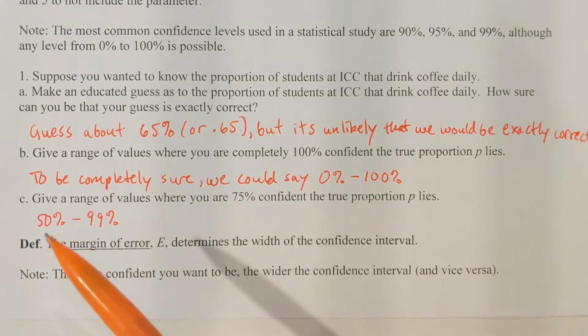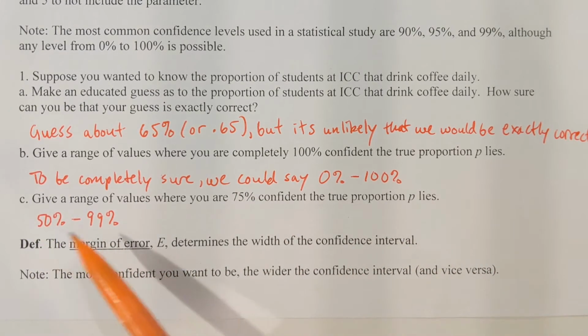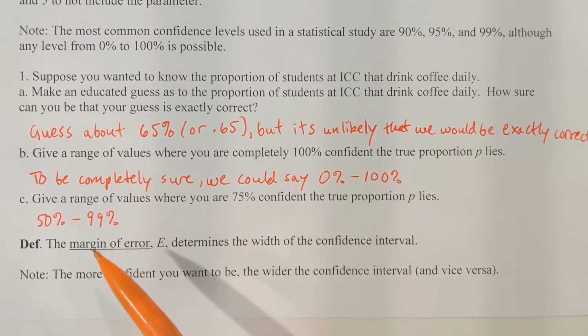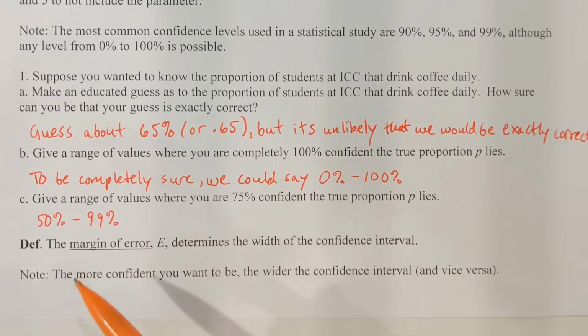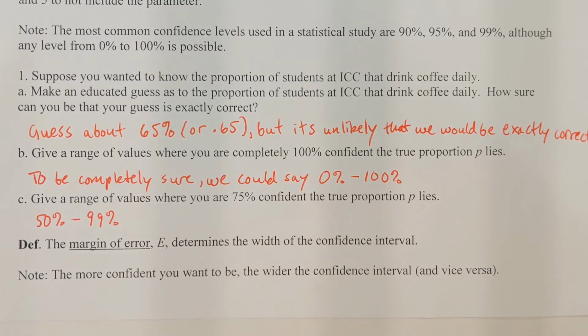Now, part C, give a range of values where you are 75% confident that the true proportion P lies. So I just made up an interval here. The interpretation of this would be to say I'm 75% sure that if I were to have surveyed the entire ICC student population and figured out who drinks coffee daily, that percentage would be something between 50% and 99%.